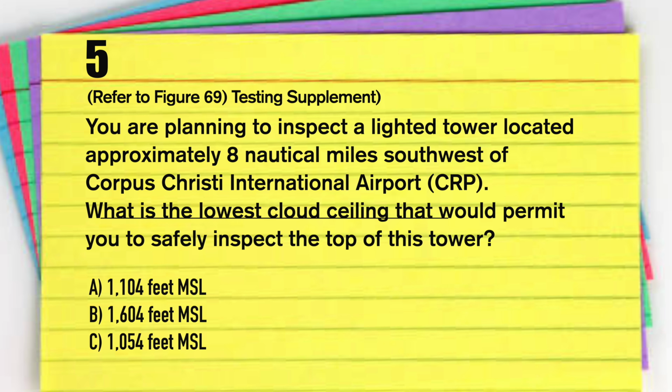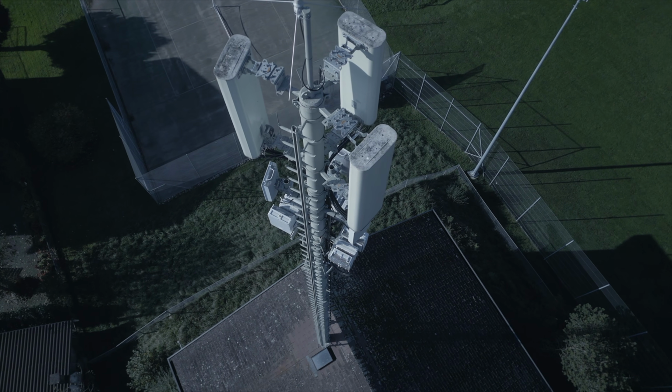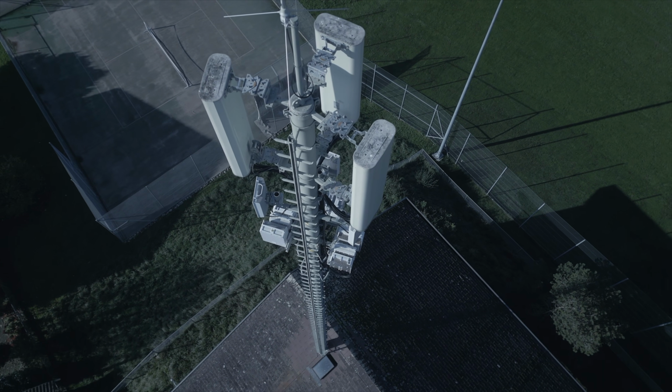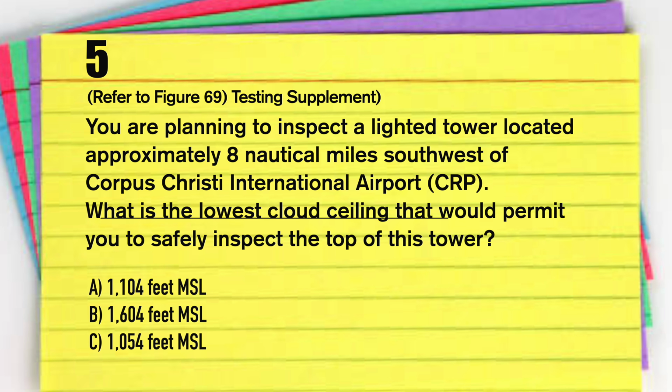Number 5, refer to figure 69 of your Airman Knowledge Testing Supplement. You are inspecting a lighted tower approximately 8 nautical miles southwest of Corpus Christi International Airport, CRP. What is the lowest cloud ceiling that would permit you to safely inspect the top of this tower? Is it A, 1,104 feet MSL, B, 1,604 feet MSL, or C, 1,054 feet MSL?